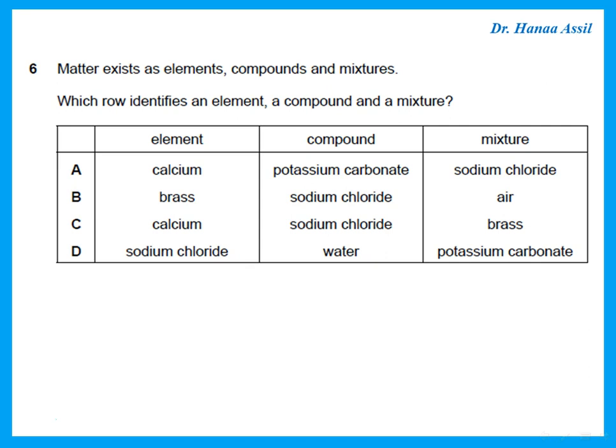Then we look at the mixture. Which of these is a mixture? Is sodium chloride a mixture? No, sodium chloride is a compound. Brass is a mixture. So you choose the one in which all of them are correct. So calcium is an element. Sodium chloride is a compound. Brass is a mixture of metals.